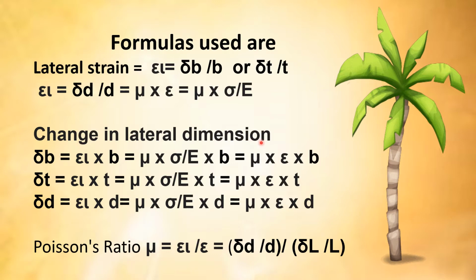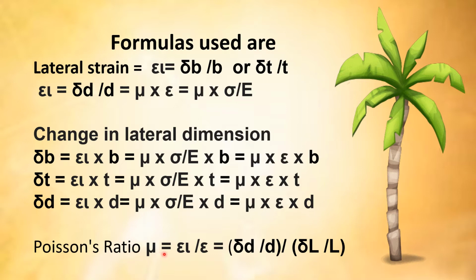Change in lateral dimension, delta B is equal to epsilon L, that is lateral strain into B, or in terms of mu and sigma, it is mu into sigma divided by E into B, or it is mu into linear strain into B. Similarly, delta T will be epsilon L into T, or it is equal to mu into sigma divided by E into T, or it is mu into epsilon into T. Similarly, delta D will be epsilon L into D, or it is mu into sigma divided by E into D, or it is mu into epsilon into D.